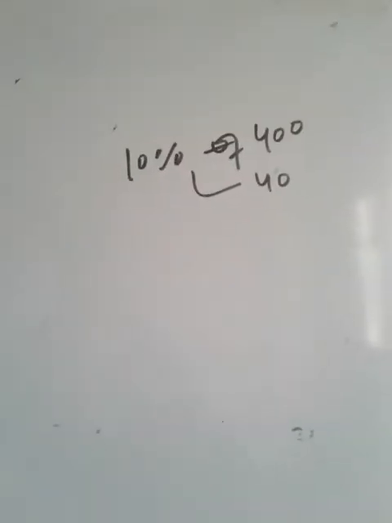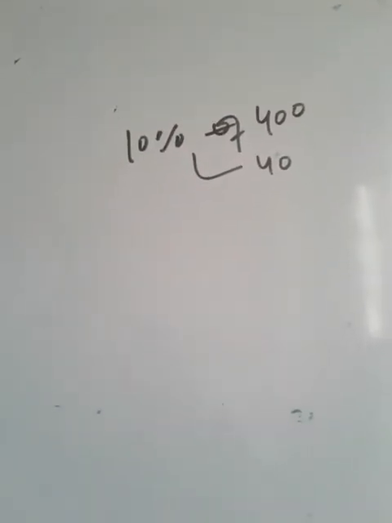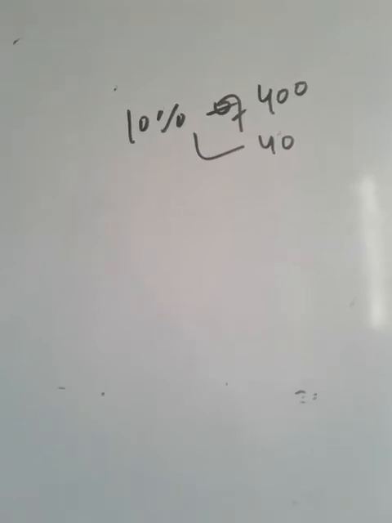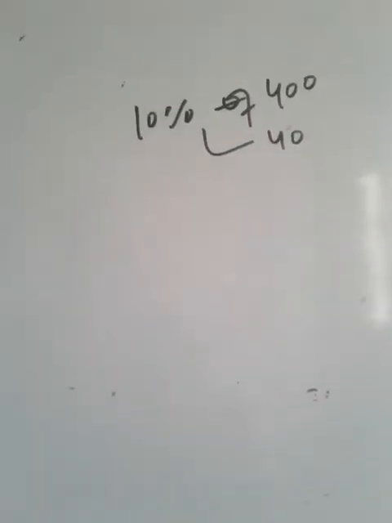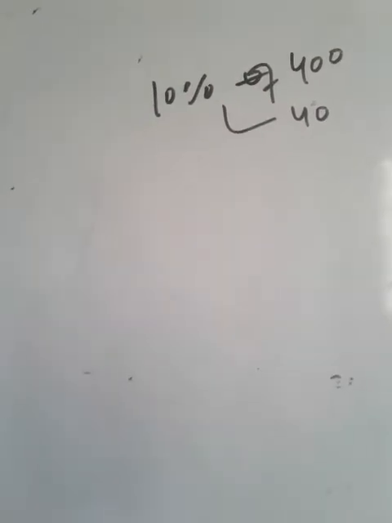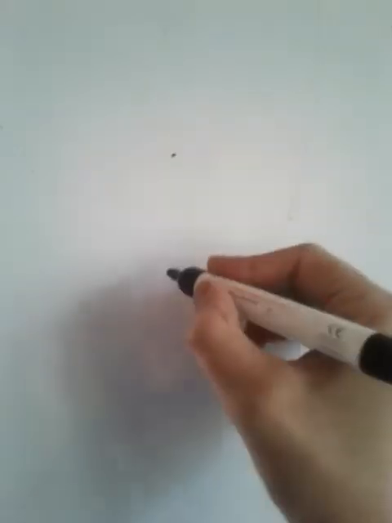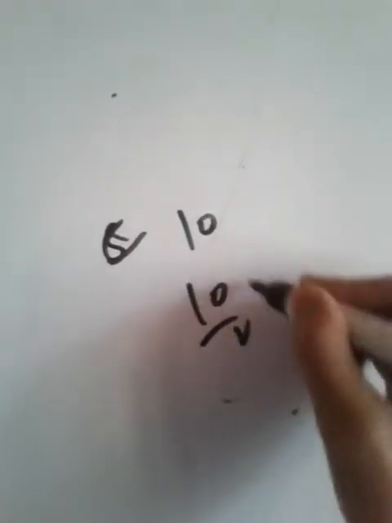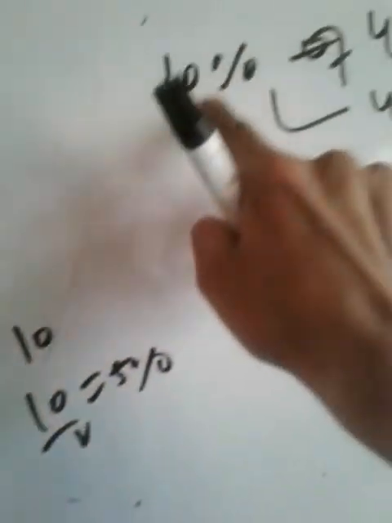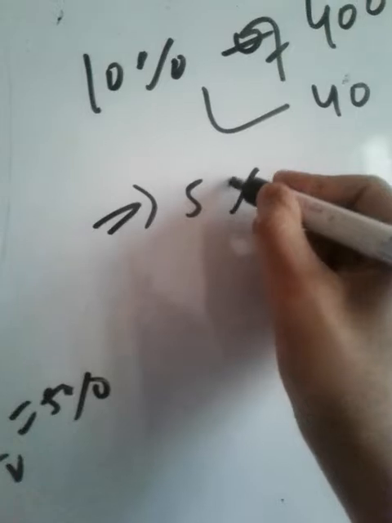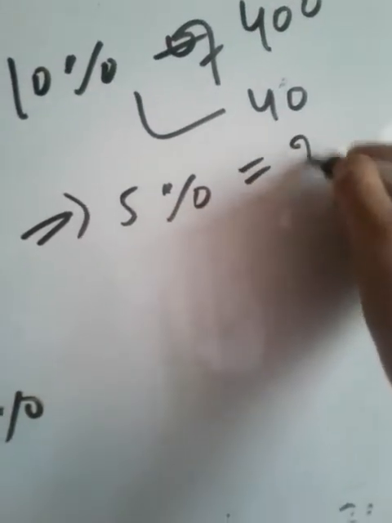Suppose you are required to find 5% of 400, how can you calculate that? Simple. 5 is half of 10. So if you find 10%, you can easily find 5%. Because 5 is half of 10, we divide 10 by 2 and get 5%. So if 10% is 40, it means 5% is 20.